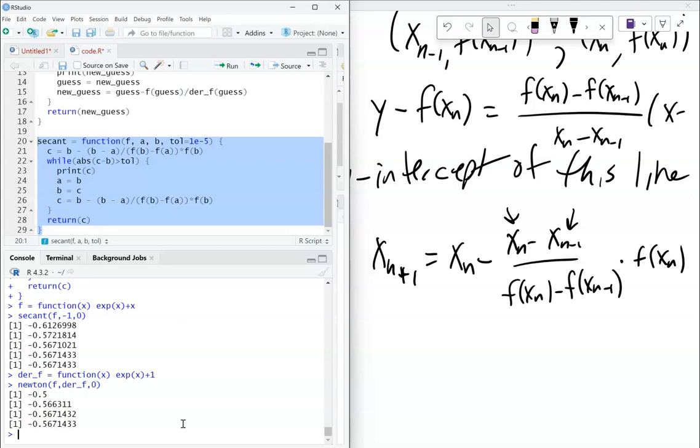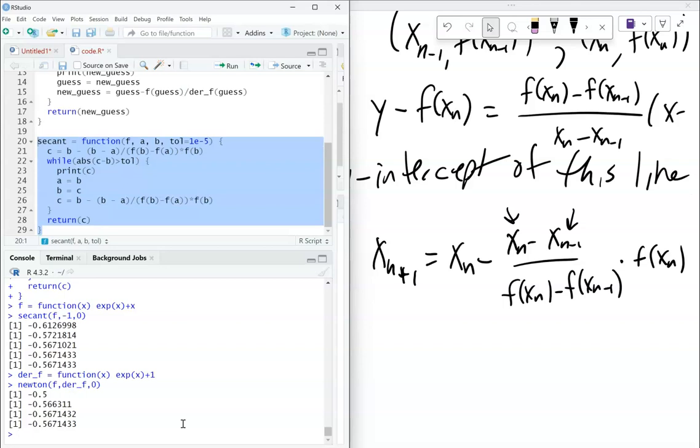Again, advantages to secant method are you don't have to worry about taking your derivative. That's a big advantage, right? Now, what we lose is just a little bit of convergence speed. It's not too bad as long as everything is working well, right? We could, of course, run into the same issues like we do with Newton's method.